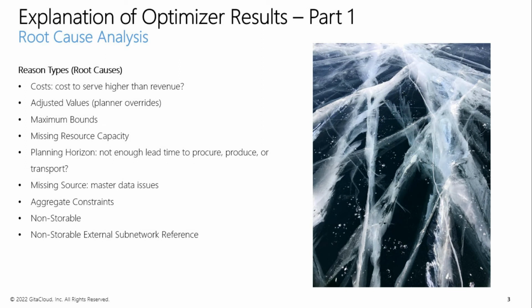There can be many reasons for unmet demands. The potential reason types are shown here. IBP runs one explanation run per each reason type, hence we need to watch out for performance impact. Let's examine a few of these reasons in this series with detailed examples.